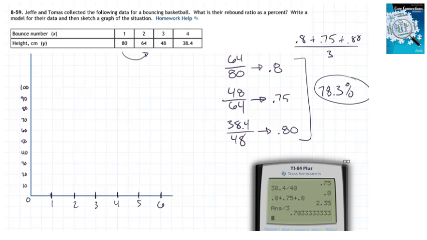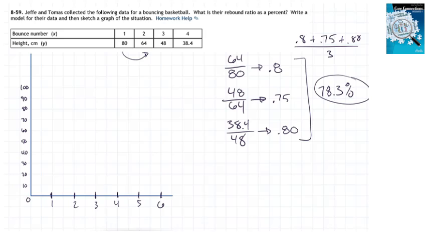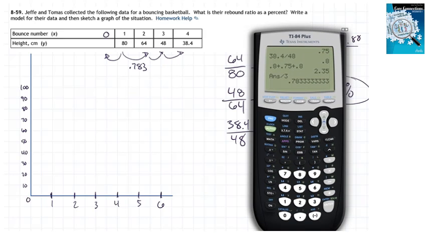Next, it says write a model for their data and then sketch a graph of the situation. So if I was going to write a model for this situation, the one thing I need to know is the 0th term, right? As it is, I just know what the first term is. It's 80. And according to this rebound ratio, I'm multiplying by 0.783 each time I go forward. So if I want to go backwards one jump to figure out the 0th term, I could divide by 0.783 and see what I get.